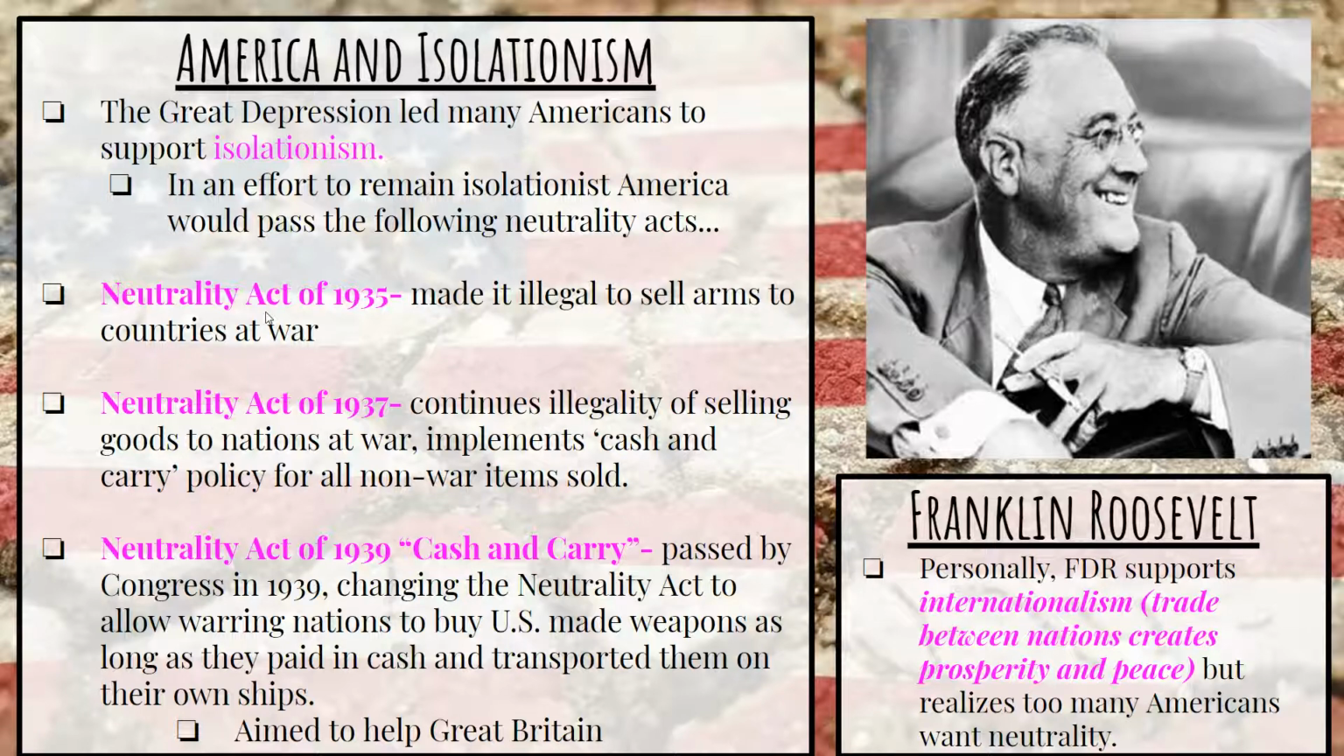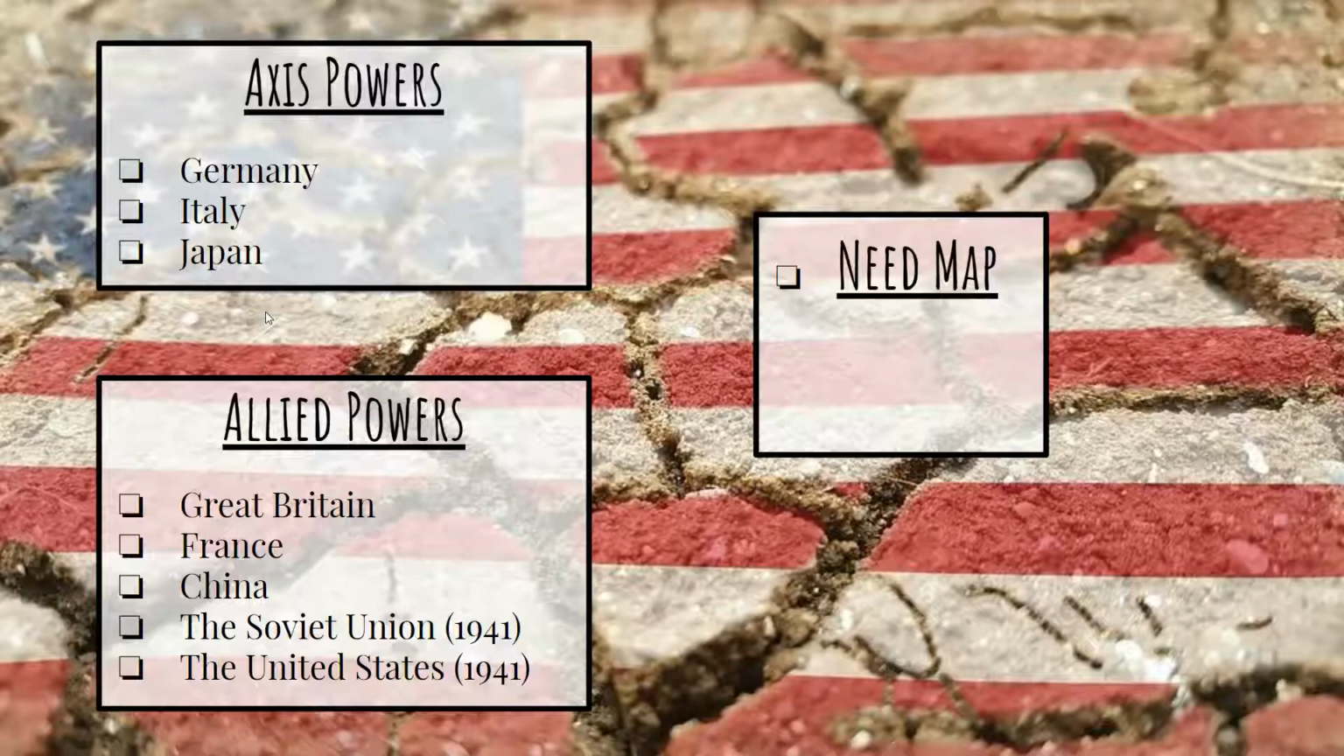But Franklin Roosevelt believed in internationalism. He believed trade between nations creates prosperity and peace, but realized too many Americans want neutrality. So how do you take a whole country and make them want to go to war? It's all about what you're exposed to. What are you seeing? It's all about that propaganda, which we'll focus on later in this unit.